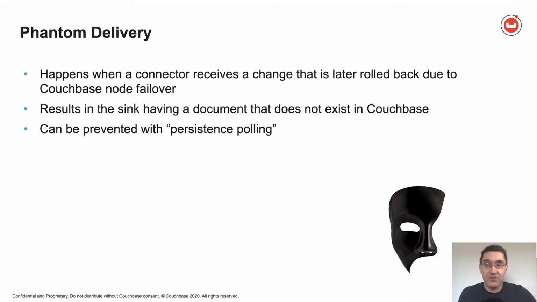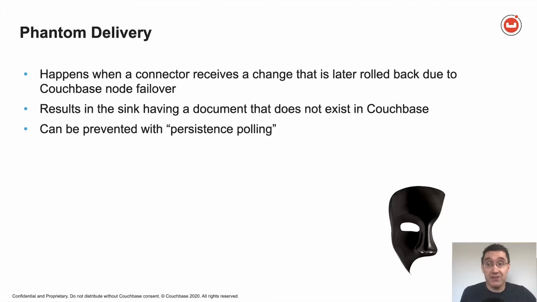Because the connectors don't have a way of retracting the rolled back changes, this can result in the sync having a version of a document that does not match what's in Couchbase. If this happens, it's as if the connector has delivered a phantom change that doesn't reflect reality. Some systems can tolerate this discrepancy, but for others, that's just not acceptable.